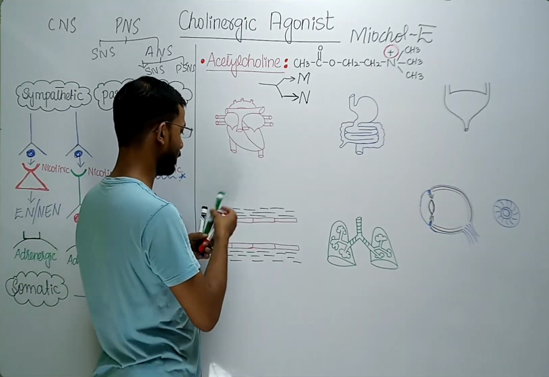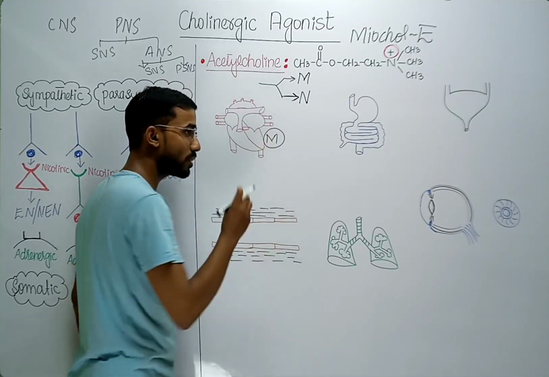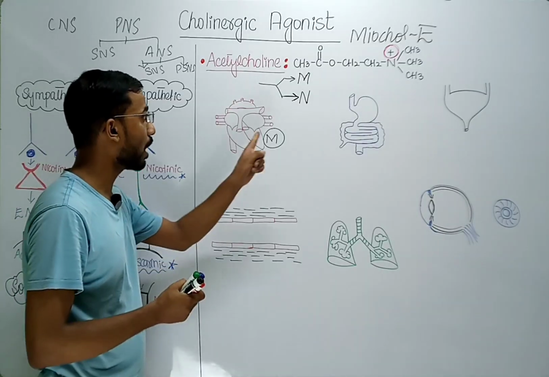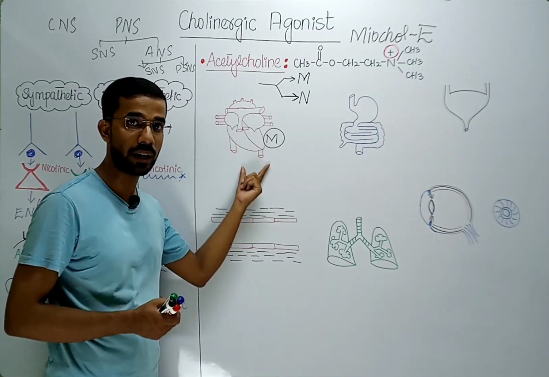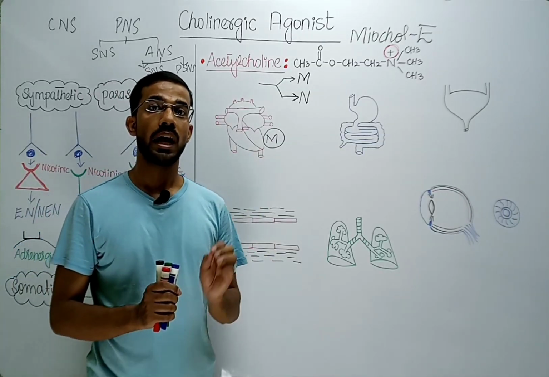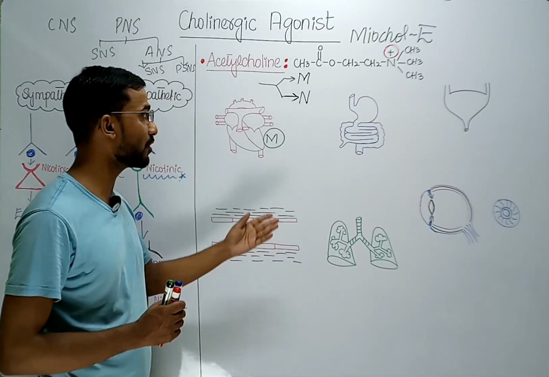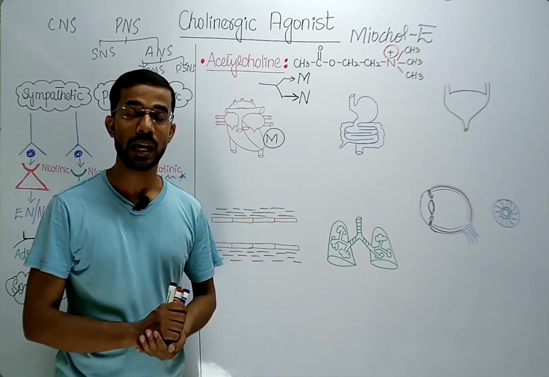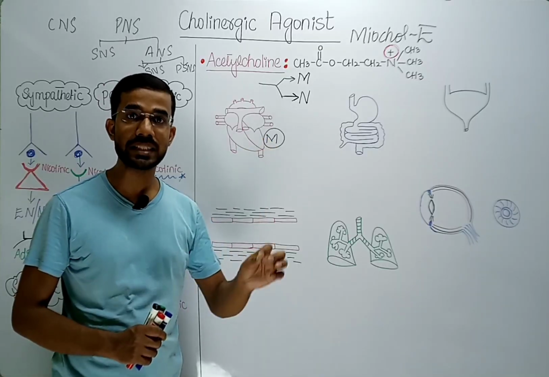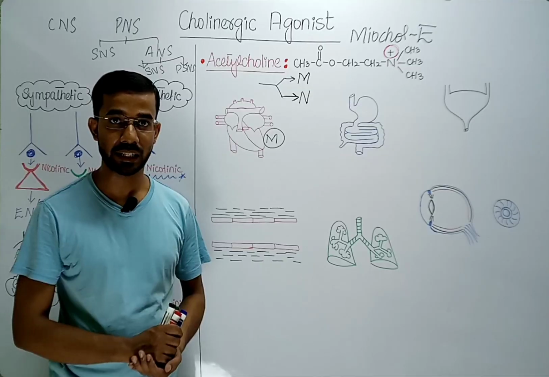So in the heart you will see the presence of the muscarinic receptor. Naturally, when acetylcholine is produced in our body, it acts on the muscarinic receptor present in our heart and reduces the heart rate, because the sympathetic nervous system activates in fight and flight. In the sympathetic nervous system, our heart rate increases, but the parasympathetic nervous system regulates or normalizes the heart rate to its normal level by reducing the effect of the sympathetic nervous system.